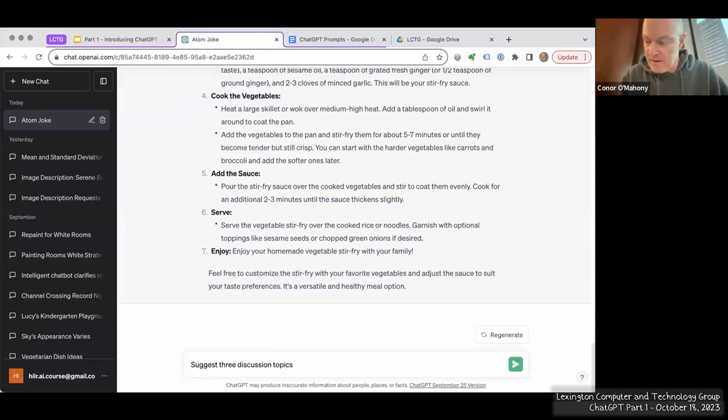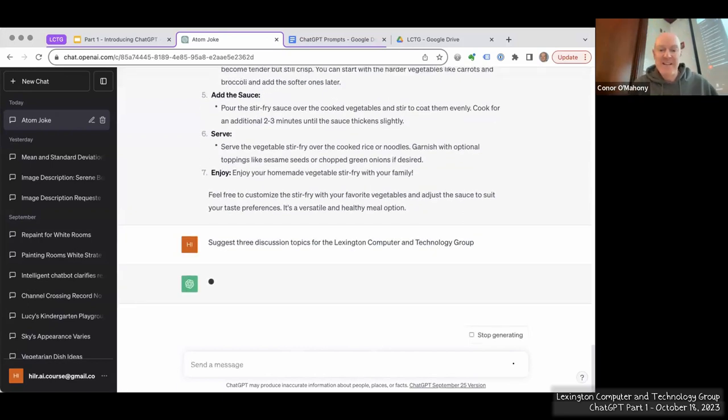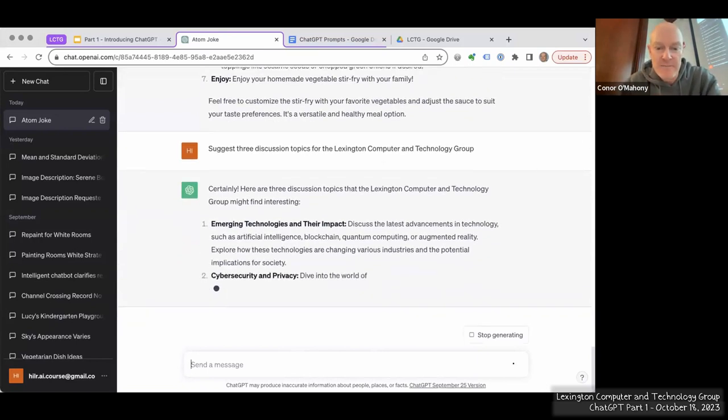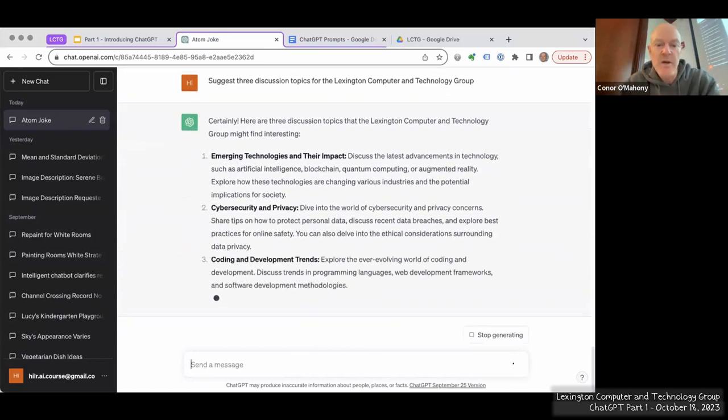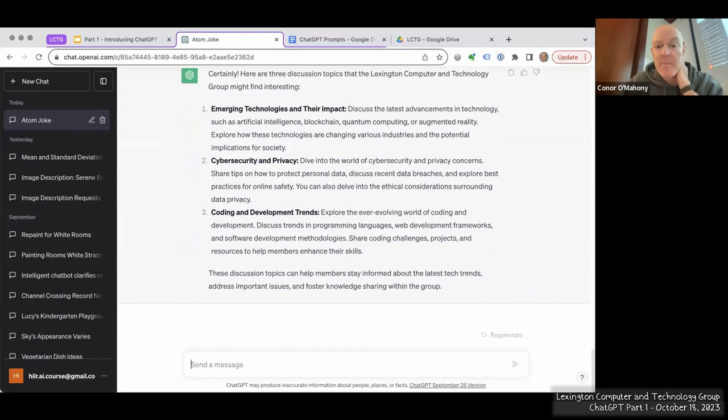Okay, suggest three discussion topics for the Lexington Computer and Technology group. Okay, let's see what it comes back with. So it's come back with some suggestions here. Emerging technologies and their impact, cybersecurity and privacy, coding and development trends. They seem reasonable.